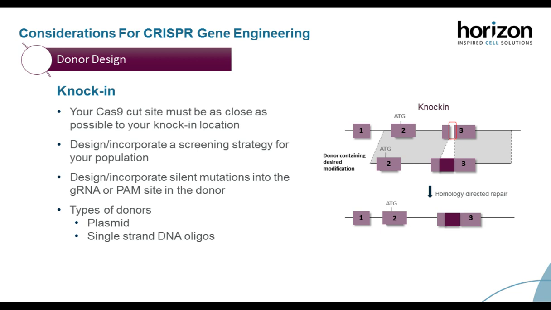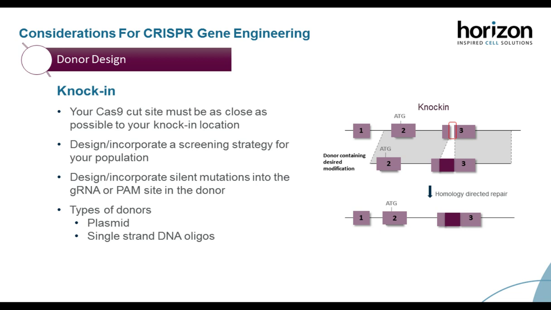So another consideration to think of when designing your donor is to incorporate silent mutations into the guide RNA or the PAM site, and this will prevent the continued cutting of the Cas9 enzyme in your targeted population.